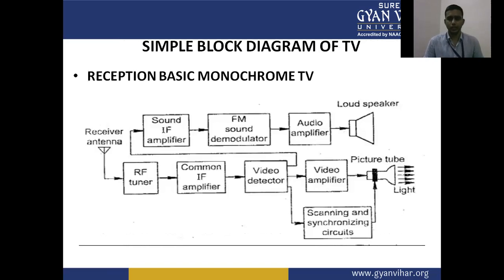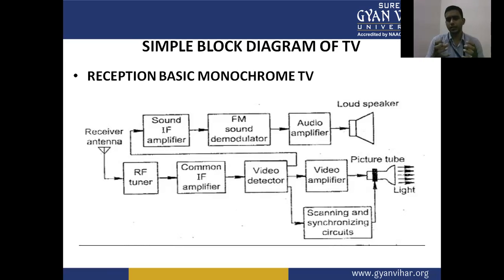In the next section, we have a simple block diagram of a TV receiver. Reception in a basic monochrome TV. In the block diagram of the TV transmitter, we have a monochrome type of transmitter, and here we have a monochrome type of receiver associated with it. This is the basic receiver diagram through which we receive the TV signal in the form of radio waves or electromagnetic waves.